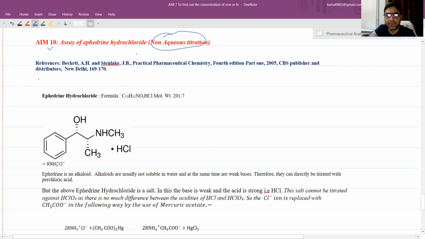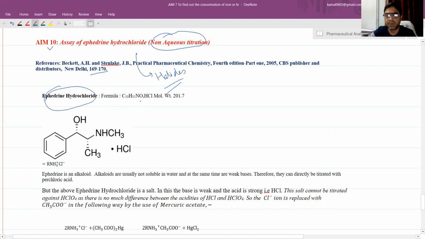First of all, the reference I have taken is from the same book, Beckett and Stenlake, page number 169 to 170, where it is given under the heading titration of the halides. In the case of non-aqueous titration, this is one of the important parameters: how we titrate a salt having a halide with the help of non-aqueous titration. Here we have taken the example of ephedrine hydrochloride.